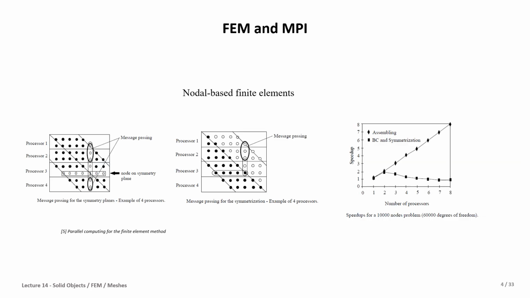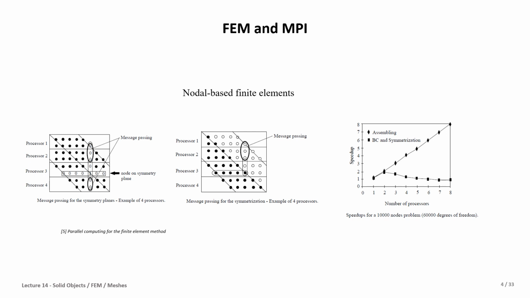As you can see here, this is how the message passing for the symmetric plane works, and there are different categories applied here. The first one is the symmetric planes, and then symmetrization, and the example is with 4 processors. We can see in this first figure how the nodes on the symmetric plane work.